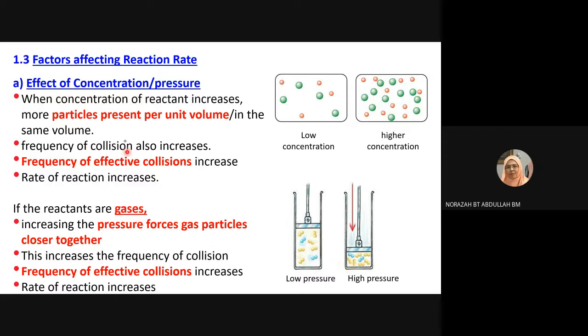So both factors of concentration and pressure, higher concentration, higher pressure, rate will increase because particles are more present per unit volume. So number of collision, that is effective collision will increase. Rate will be increased.